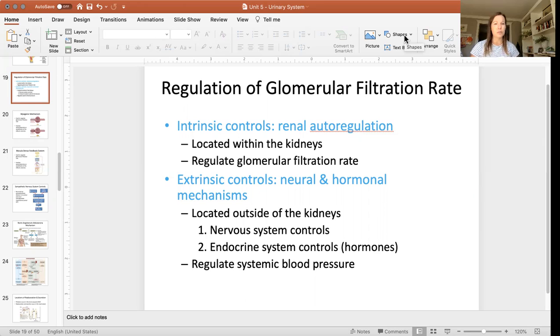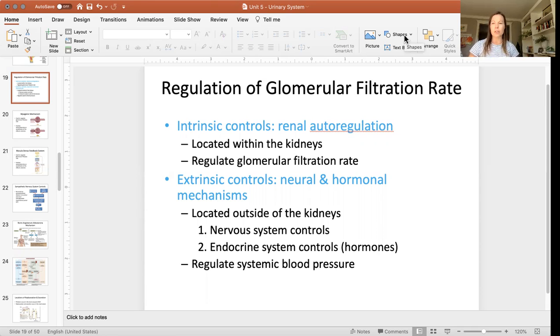And the process of filtration occurs in order to filter blood and to form filtrate, which is what gets filtered out of the blood and what initially enters the renal tubule. That ultimately gets modified through the reabsorption of substances and later the secretion of other substances, and eventually that will become urine. So there are several mechanisms that help to regulate the glomerular filtration rate.